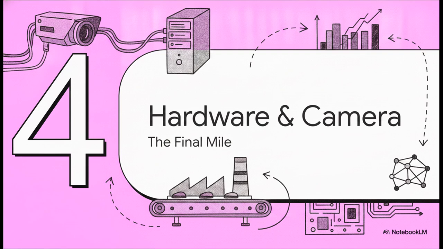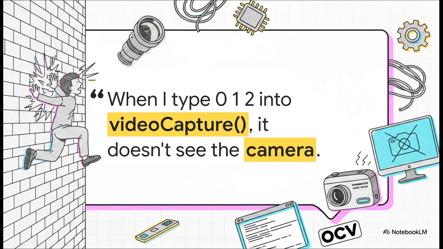Which brings us to Section 4, Hardware in Camera Integration, the final mile. Because you can have the best PyTorch code and the most accurate neural network on the planet, but if you can't physically get real-world image data from industrial hardware into your pipeline without it crashing, none of it matters. And right at the finish line, you can hit a massive wall with physical sensors.